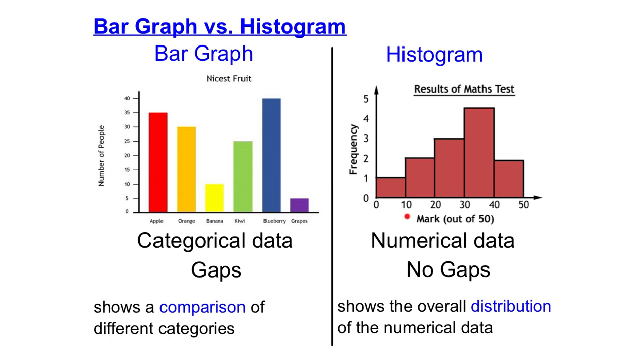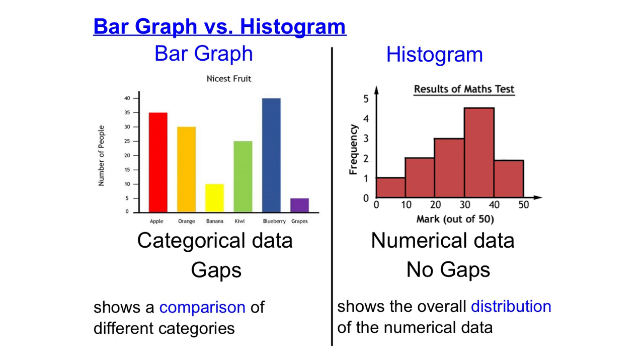So I can look at this, test marks out of 50, and I can see where most people had their marks. Most people had a mark between 30 and 40. The next most was between 20 and 30. And I can see one person had a mark less than 10. Two people had a mark greater than 40 on this test.